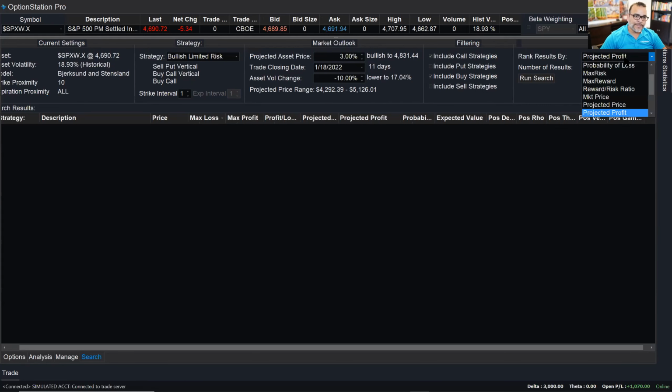Because if I go to the drop down, this is something that I wanted to show you. You can search for positions based on projected profit, or you can do other things. You can use the Greeks. You can use the maximum risk or the maximum reward. You can also do a search by probability of profits. Let's just do projected profit and see what we get. I'm going to run the search.